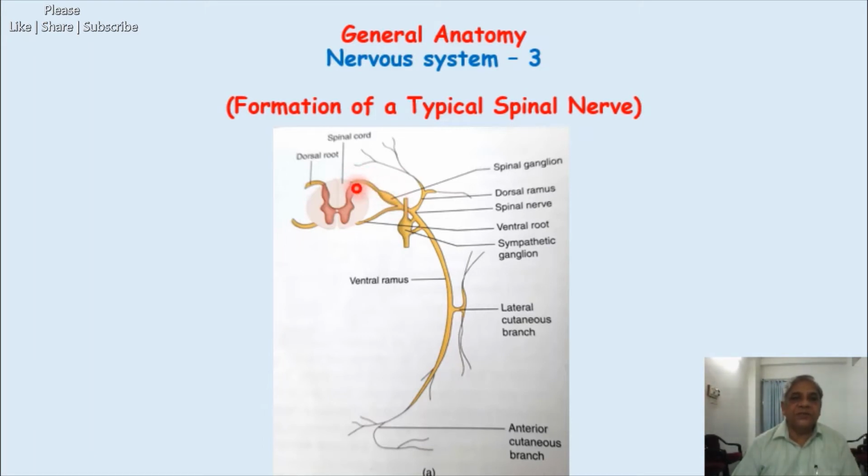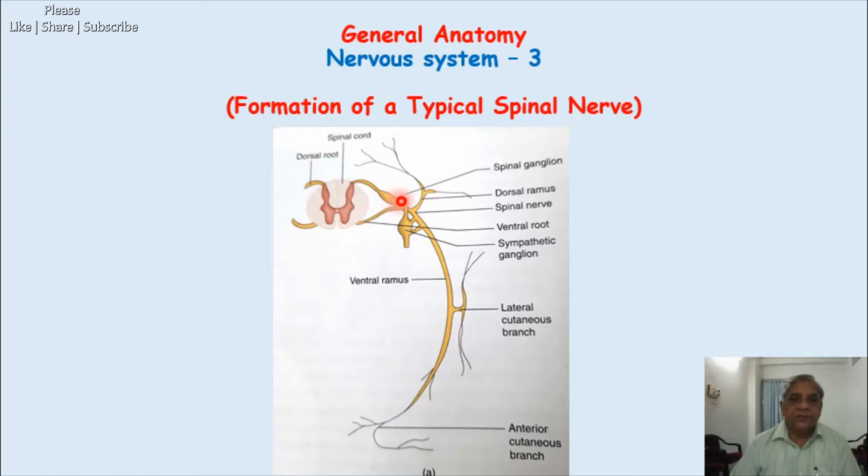This dorsal root of the spinal nerve is sending fibers to the posterior horn, while the anterior root of the spinal nerve is bringing fibers from the anterior horn. Now in the dorsal root there is a swelling, and this swelling is the spinal ganglion. In the last lecture I told you that a ganglion is present outside the central nervous system, meaning outside the brain and spinal cord, and it is nothing but a collection of nerve cells. So here is a collection of thousands of nerve cells in a single spinal ganglion.